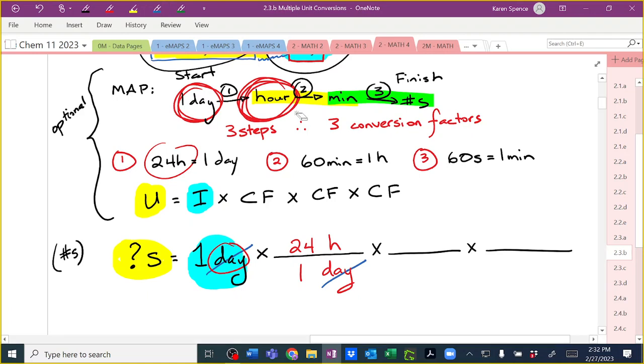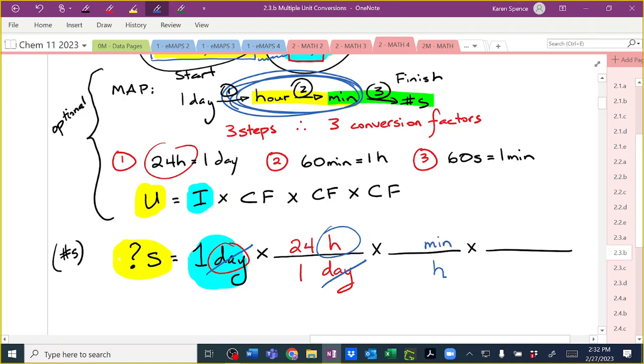Second step. I went from days to hours. Now I want to go from hours to minutes. So we need to cancel out the hours. So hours need to now go on the bottom so that they will cancel. And I need to put minutes on the top. There are 60 minutes in 1 hour. Cross out the hours because they cancel out.